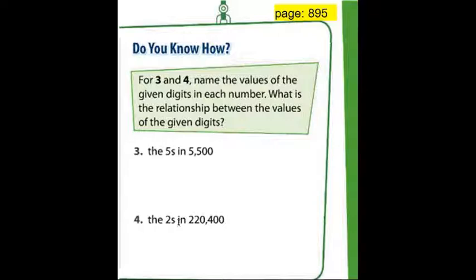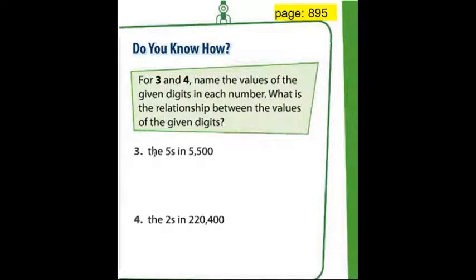To solve the classwork together, open with me page 895. For 3 and 4, name the values of the given digits in each number. What is the relationship between the values of the given digits?